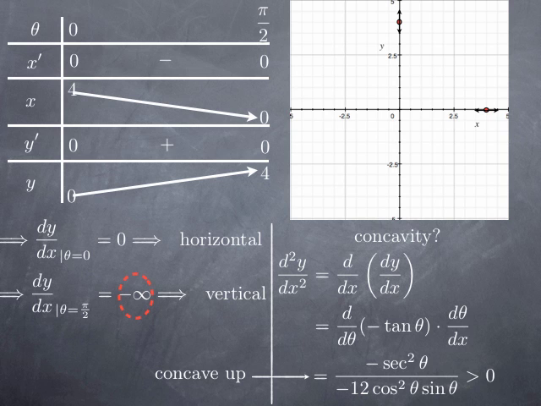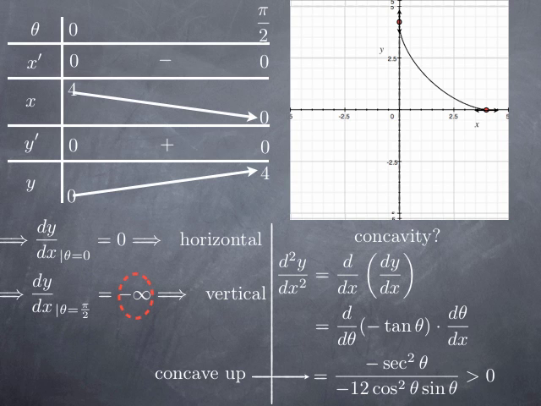And therefore, with x decreasing, y increasing, and the concavity up, we should expect a curve that looks like that. So that's the part of the curve corresponding to the interval 0 to pi over 2 for the parameter. But now we know that we have a symmetry with respect to the y-axis, which gives us this other part of the curve, and a symmetry with respect to the x-axis, which completes the curve now. So now we have completed our sketch of this parametric curve.